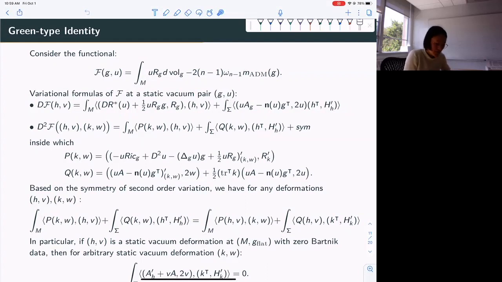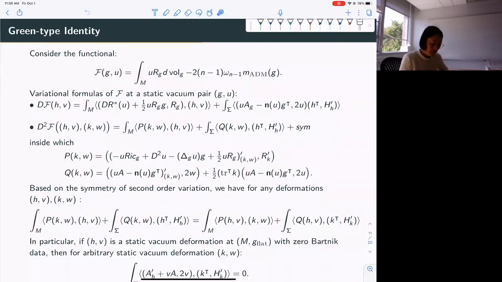So if (g, u) is static vacuum, this will be 0. Static vacuum pairs will be critical points for the functional F, in the sense that this will vanish, and the boundary term will also vanish if the deformation h is preserving the Bartnik data.